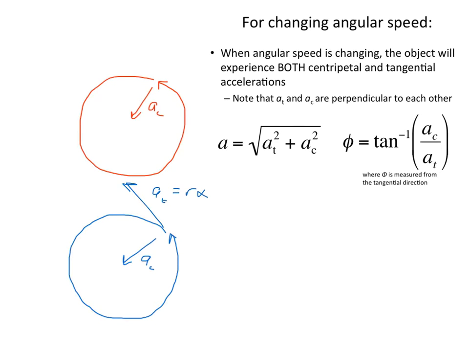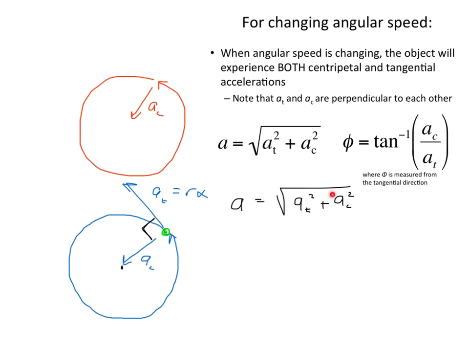But the point is that any object that is experiencing both these accelerations is going to have a combination of accelerations acting on it, and always acting at right angles to each other. Because if centripetal acceleration is always towards the center, and tangential acceleration is always at right angles, tangent to the edge of the circle, these are always going to be at right angles to each other. So the total acceleration that object is experiencing, and this should look familiar to you, would be the square root of your tangential acceleration squared plus your centripetal acceleration squared.